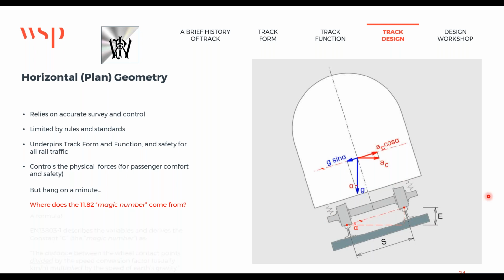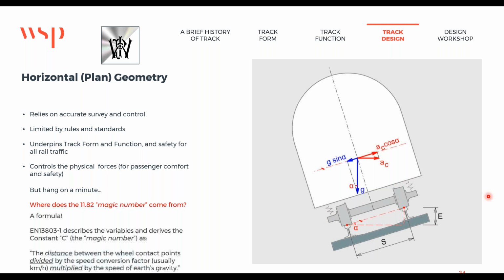Let me explain. We use a formula. The Euronorm 13803-1 describes the variables in that formula and derives the constant C, that's the magic number 11.82, and that is the distance between the wheel contact points, S, divided by the speed conversion factor, usually kilometers per hour, multiplied by the speed of Earth's gravity.